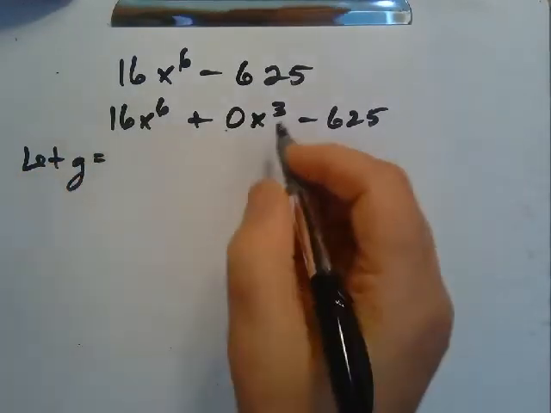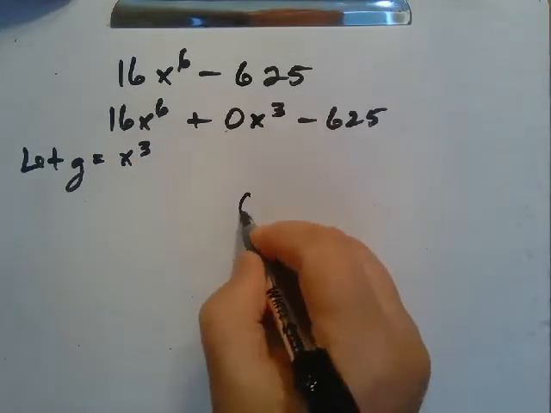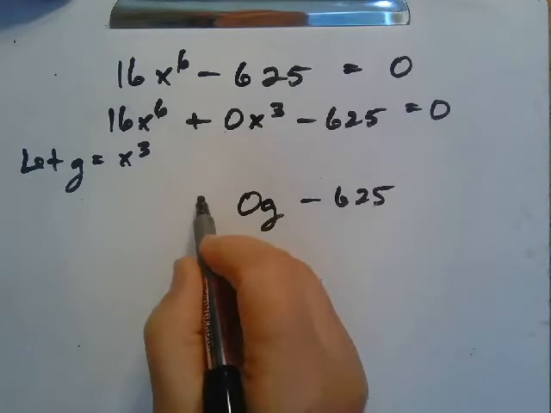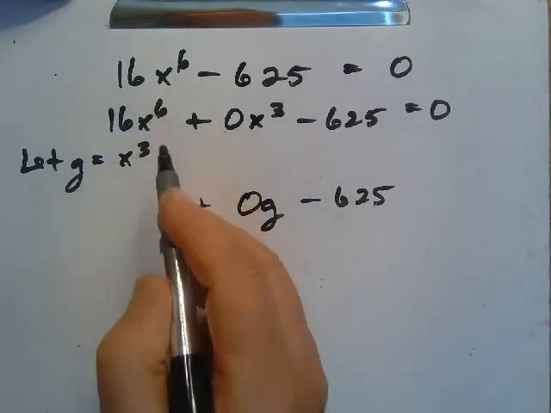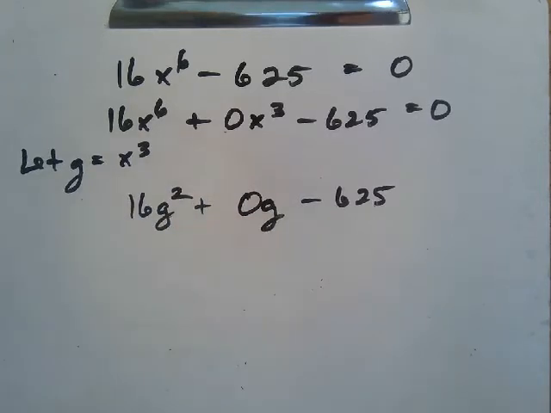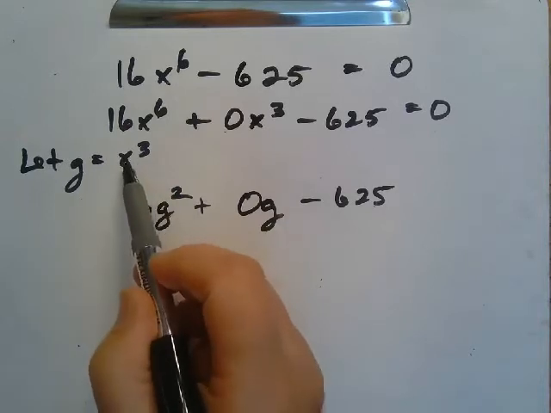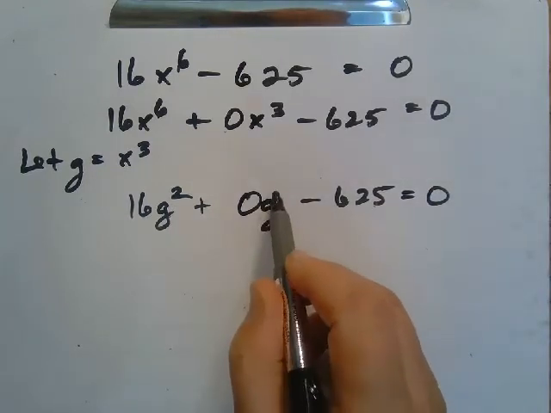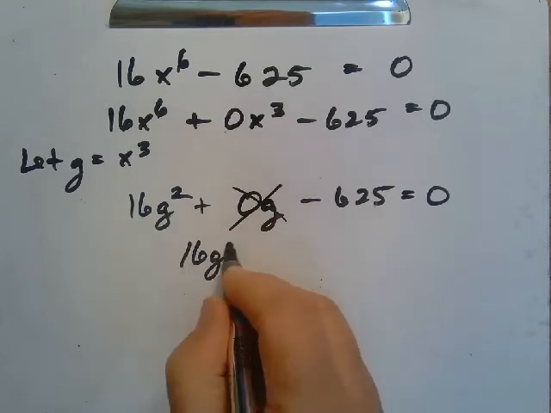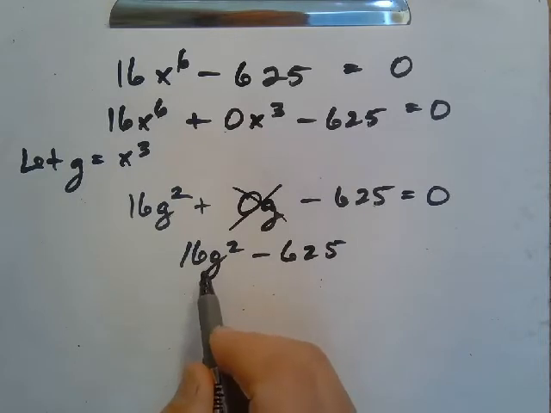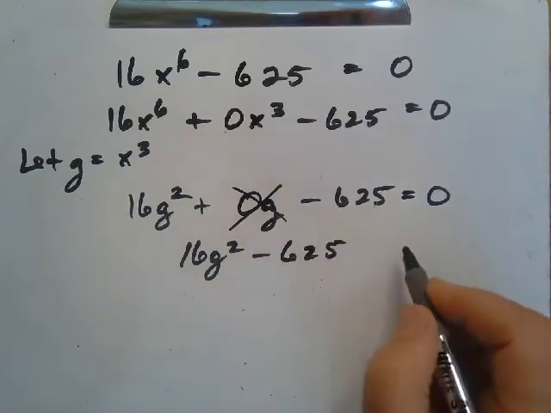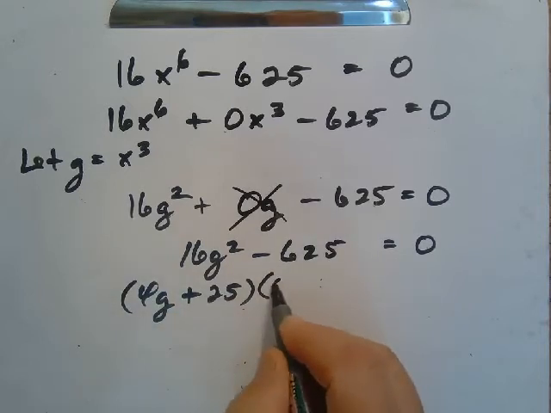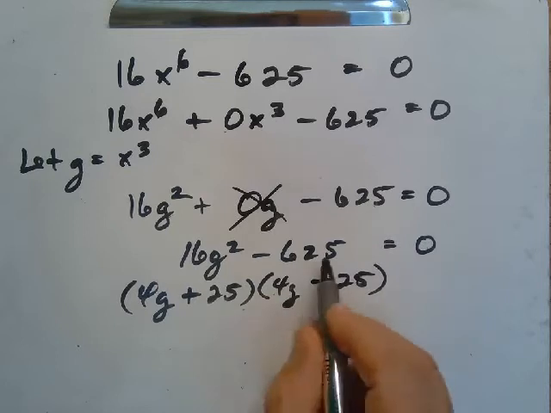Let's let g be equal to this guy in the middle, x cubed. So what I've got is 0g, and up here in the front, if x cubed is g, then x to the 6th would have to be g squared. So there it is. Okay, g squared is the same as x cubed squared, or x to the 6th. Now this guy here happens to be the difference of two squares. If I ignore this in the middle, I see the difference of squares here. Oh, 625. These are both perfect squares, and there's a difference in the middle. So this would have to be 4g plus 25 and 4g minus 25. 25 times 25 is 625.